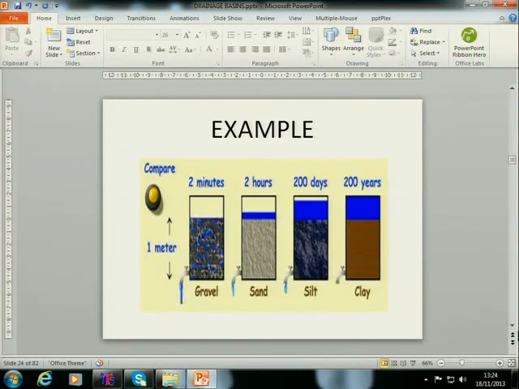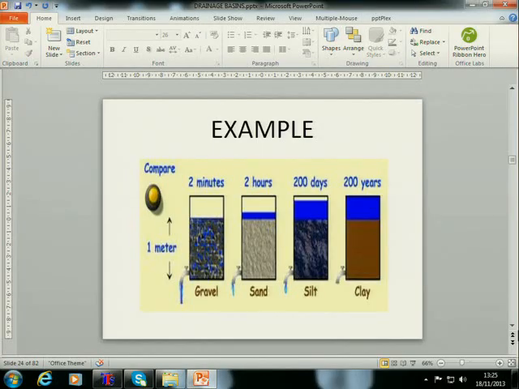It was 1 meter in total. After 2 minutes, as you can see at the bottom, they put a tap at the bottom of that container containing 1 meter of soil. At the end of the study, it took 2 minutes for the water to go through the gravel down to the bottom, and it was able to tap it out.